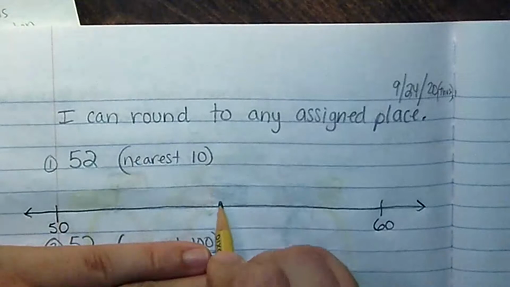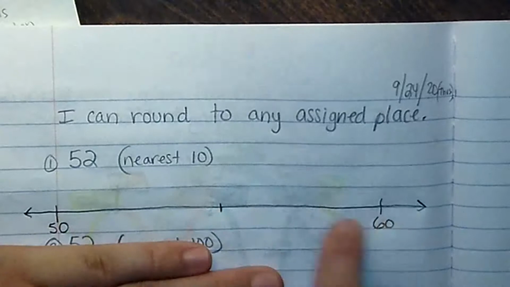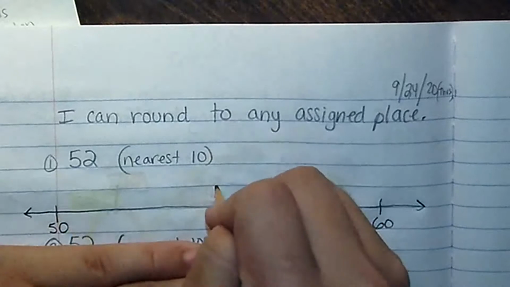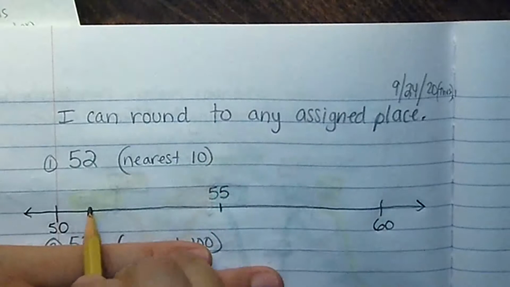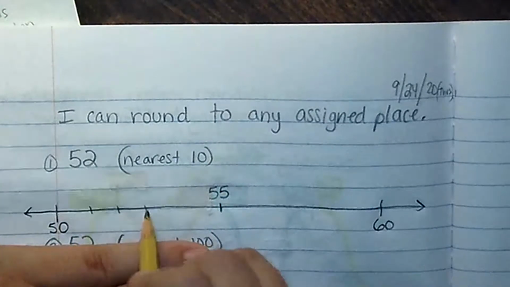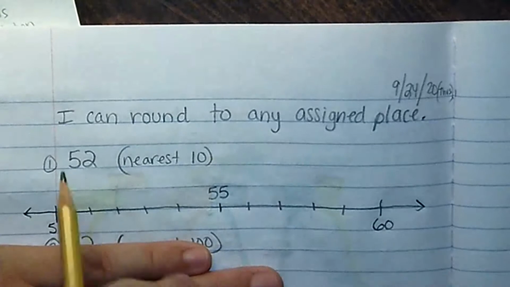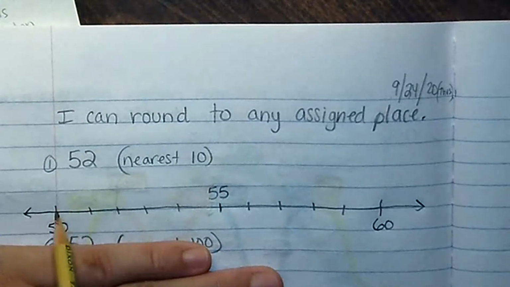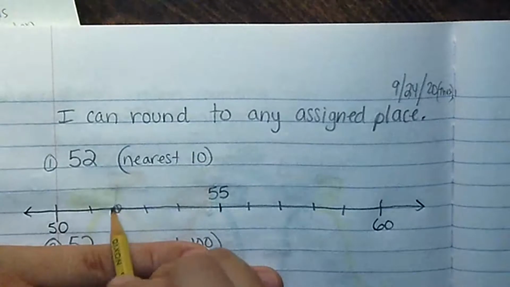Well, the first thing I need to find is my midpoint. The midpoint is the halfway point between 50 and 60, and in this case it would be 55. Well, I'm going to put my four little marks. 1, 2, 3, 4. 1, 2, 3, 4. Where would 52 be? Well, here's 50, 51, 52 would be right here.